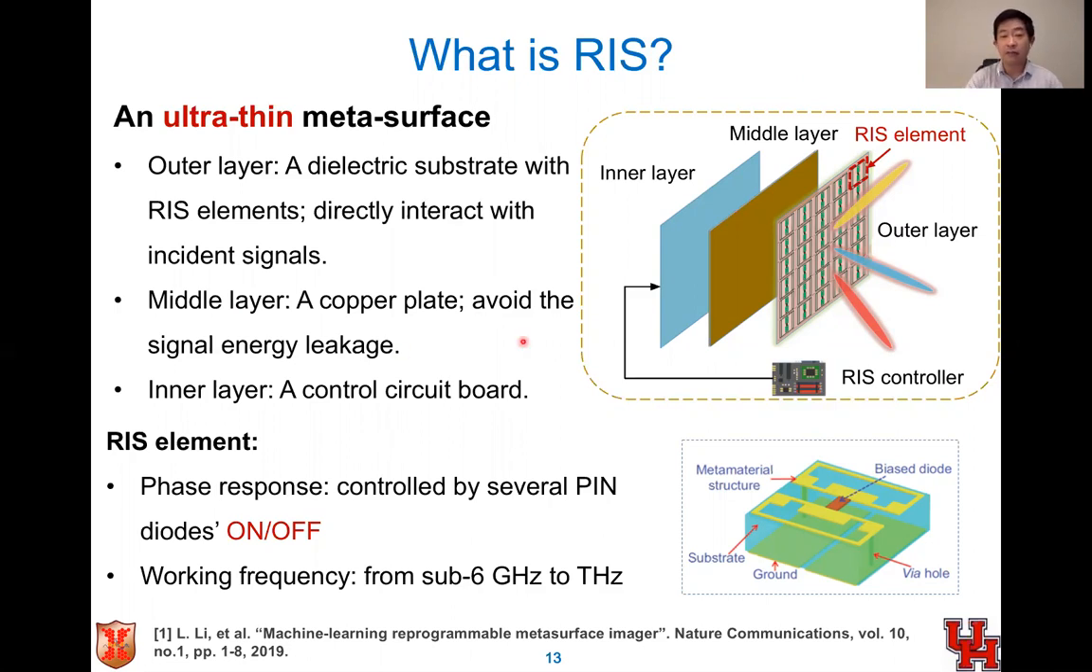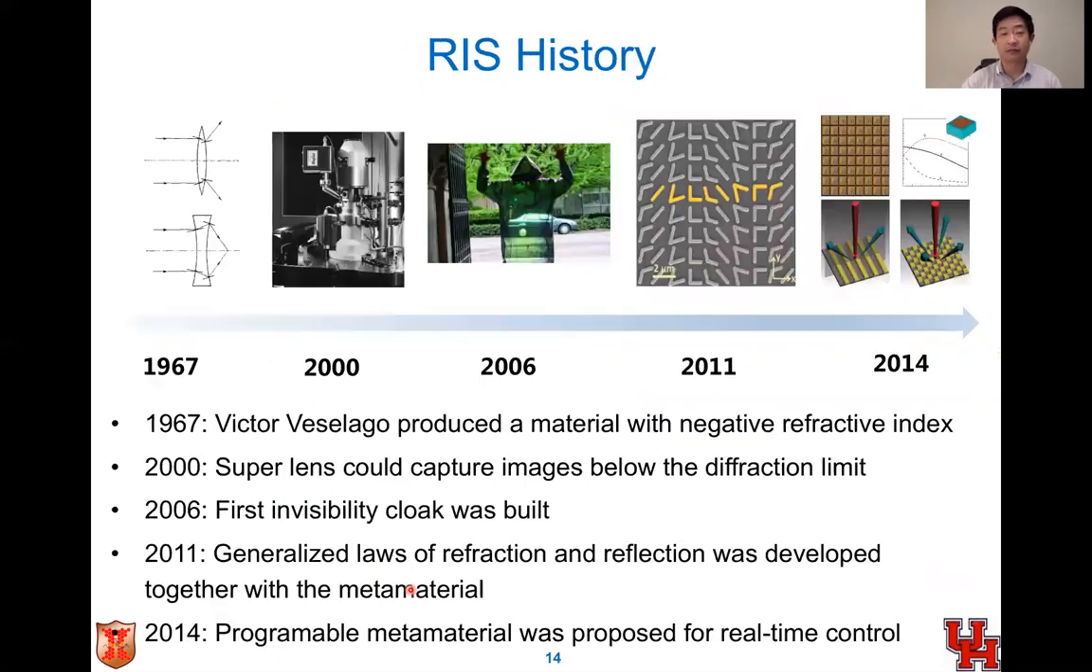Then you have a middle layer of copper to prevent penetration, and then an inner layer for the control circuit board. The RIS component responds to several directions with on and off. And when you combine this reflection on and off together, you can move the beam towards a different direction. And the working frequency can be from sub-6 to gigahertz.